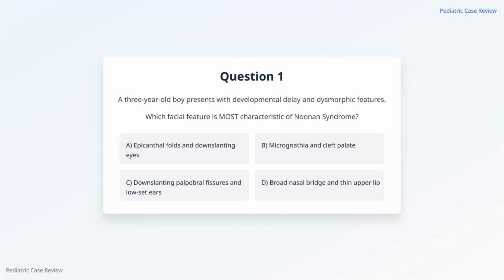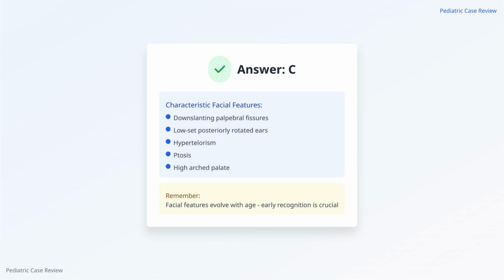Which facial feature is most characteristic of Noonan Syndrome? Option A. Epicanthal folds and downslanting eyes. Option B. Micrognathia and cleft palate. Option C. Downslanting palpebral fissures and low-set ears. Option D. Broad nasal bridge and thin upper lip. The correct answer is C.